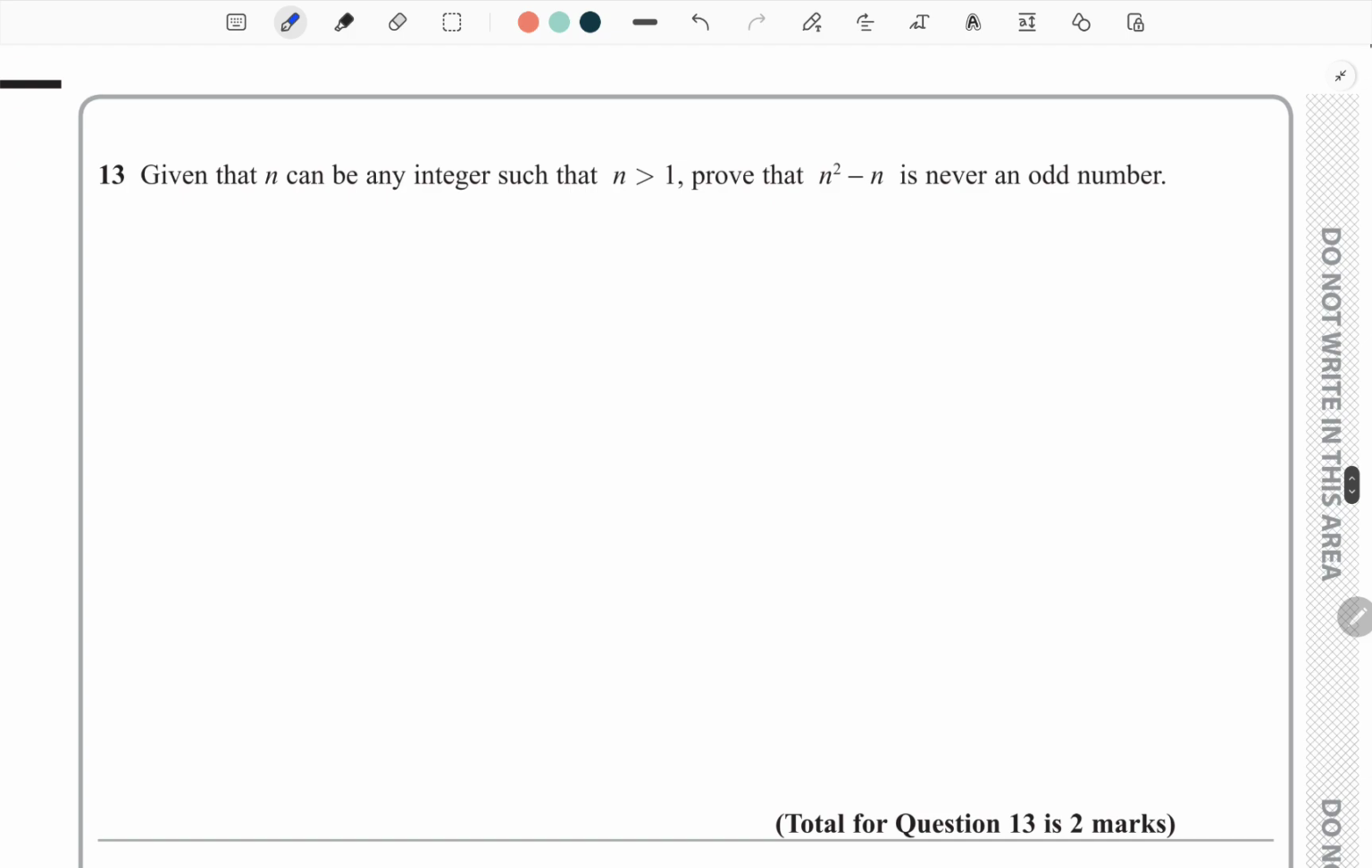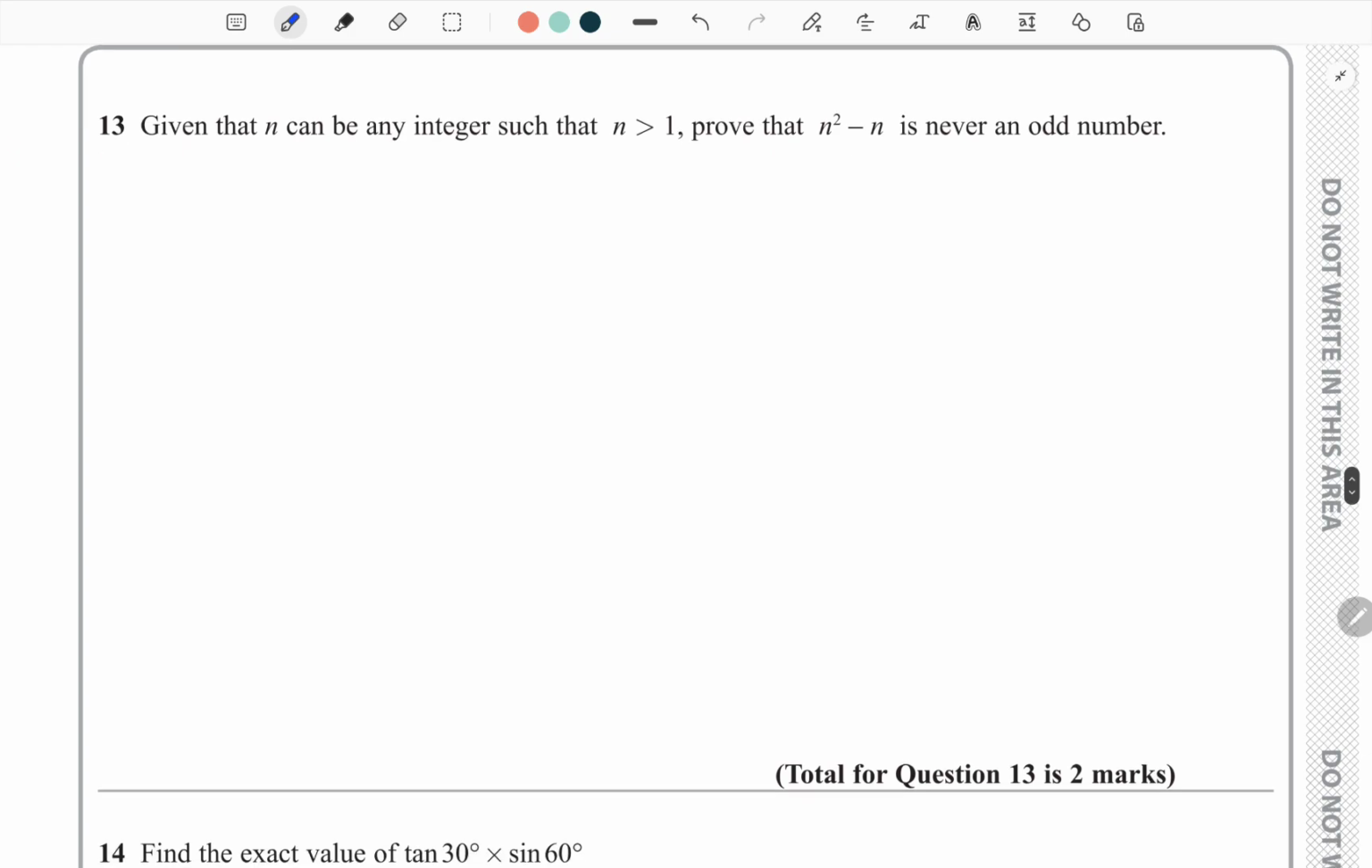Next question, number 13, is a proof type question. Prove that n squared minus n is never an odd number, given that n is not less than 1. So the first thing we do is factorize this. We can see we have that from n squared minus n. Now, let's examine this. Whatever number n is, n minus 1 must be the consecutive number below it.